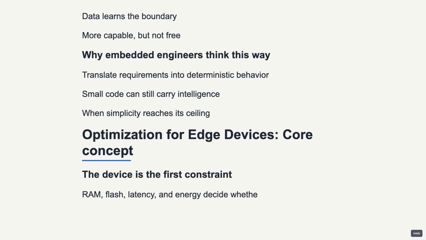On the edge, accuracy alone is never enough. The model has to fit the available RAM and flash, respond within the latency budget, and keep power use low enough for real operation, or it fails even if the test score looks good.